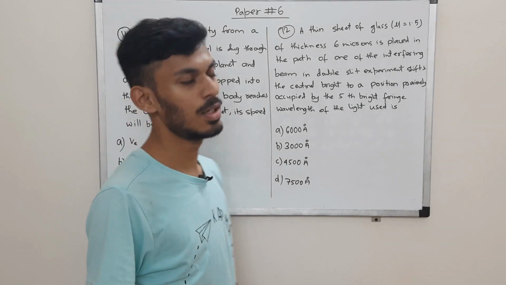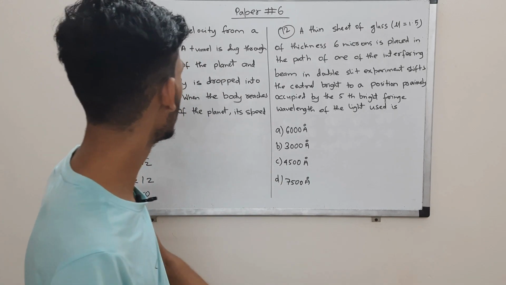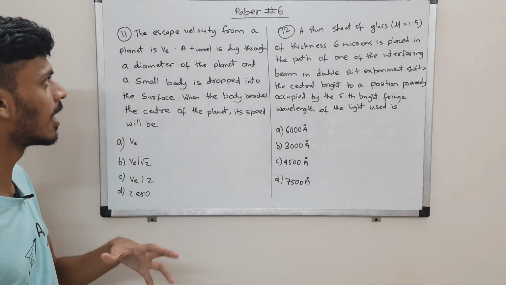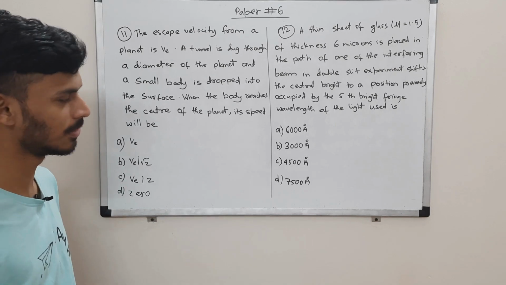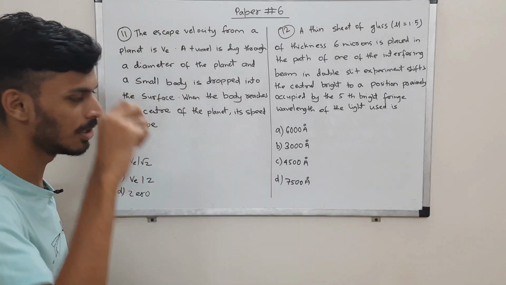So question 11 and 12 over here. In question 11 we are told that the escape velocity from a planet is v and a tunnel is dug through the diameter of the planet, just like that. It's a very simple job, and a small body is dropped into the surface.